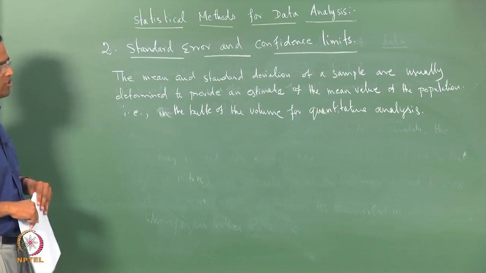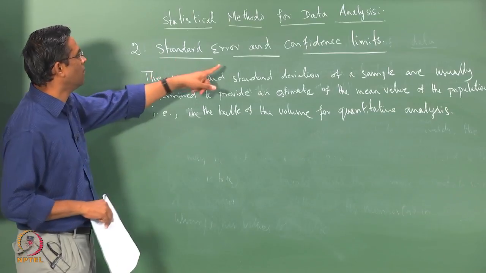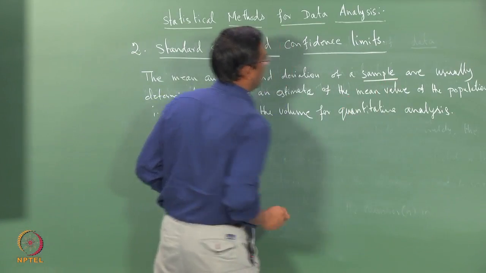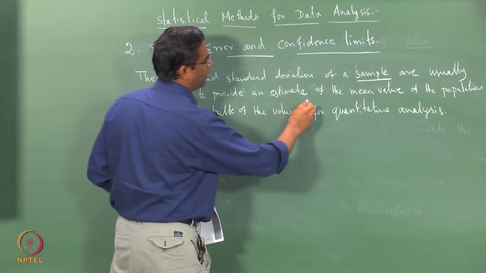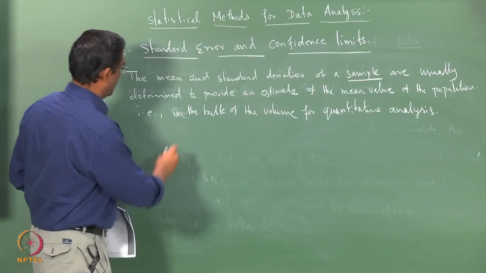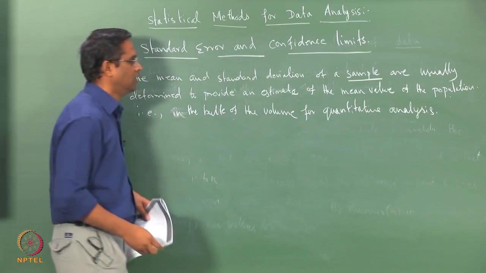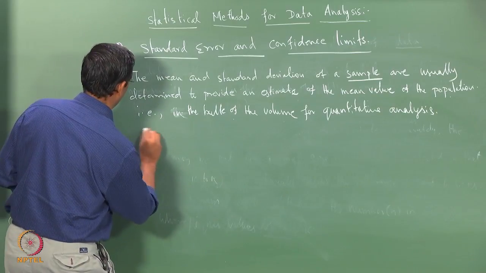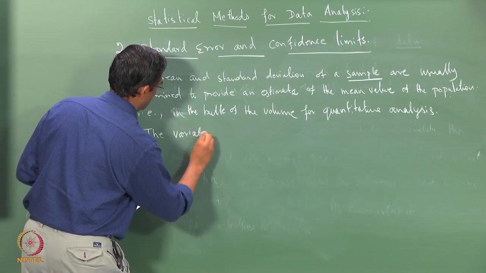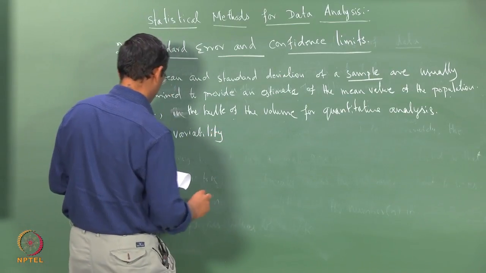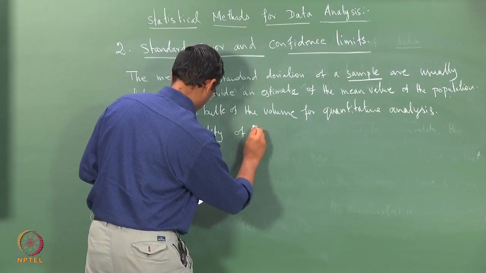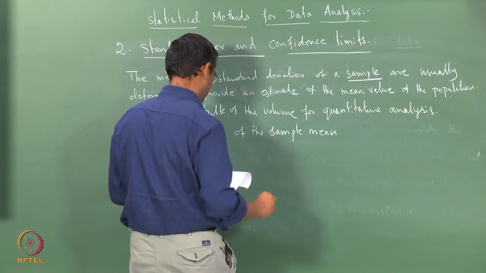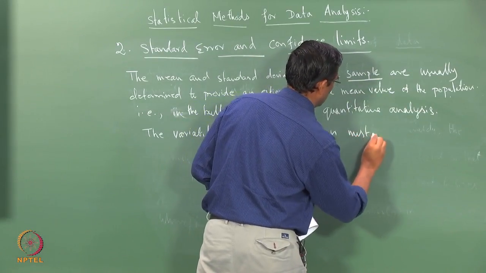So, we are just looking at the next parameters, standard error and confidence limit. The mean and the standard deviation of a sample are usually determined to provide an estimate of the mean value of a population, that is in the bulk of the volume, for the quantitative analysis. So, to do this, the variability of the sample mean must be determined.